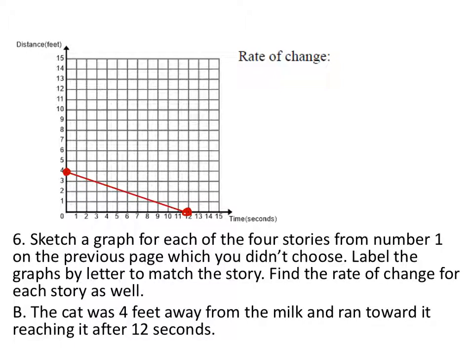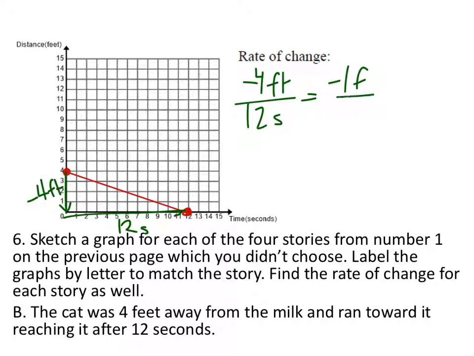The rate of change on this one. So this one is going to go down 4 feet for 12 seconds. So I would write this as negative 4 feet for 12 seconds. But what we really want to know is how far this would be for 1 second. We could simplify this. It'd be negative 1 foot every 3 seconds. So it should be negative 1/3, that's feet. Negative 1/3 feet for every 1 second. This would be the unit rate of change for situation B.